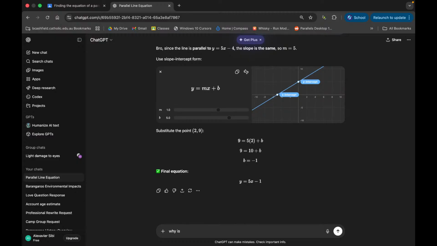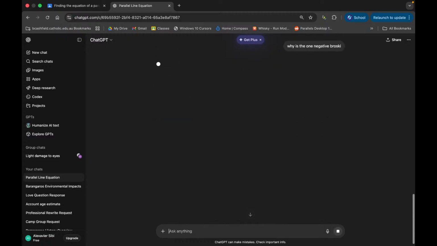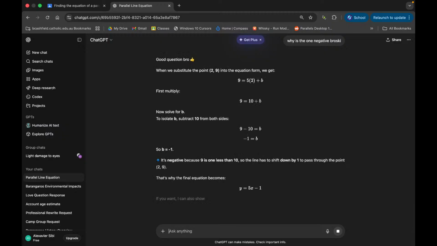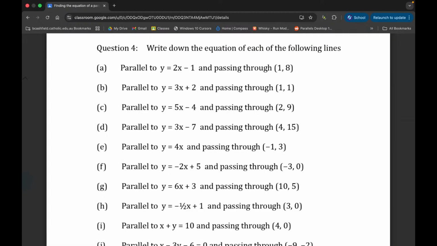Let's see. Why is the 1 negative? Let's find out, guys. 9 minus 10. Okay. Minus 1. Yeah, we'll subtract from both sides now to avoid making that mistake.